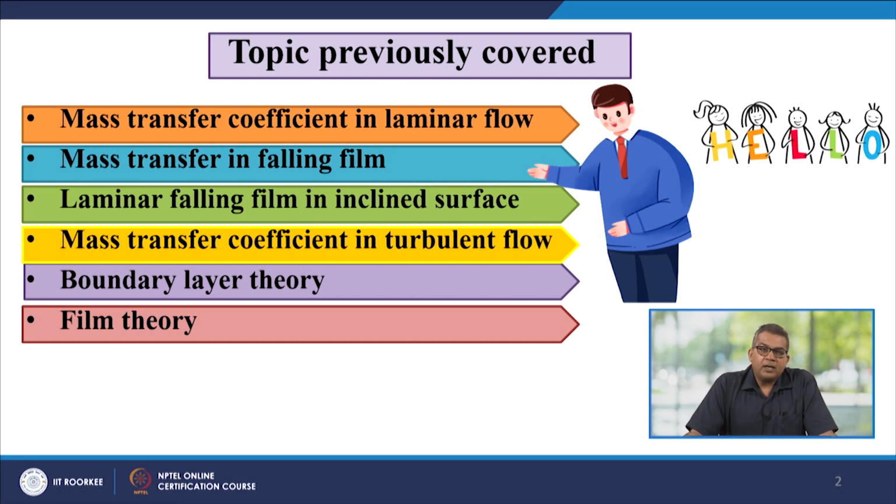We briefly described the laminar falling film on an inclined surface, where we use the angle theta. We described the mass transfer coefficient in turbulent flow. We discussed the boundary layer theory concept and the film theory concept.